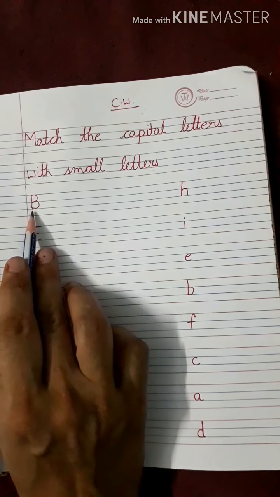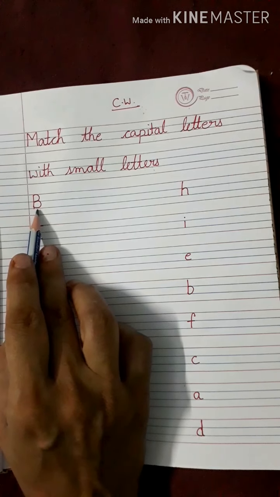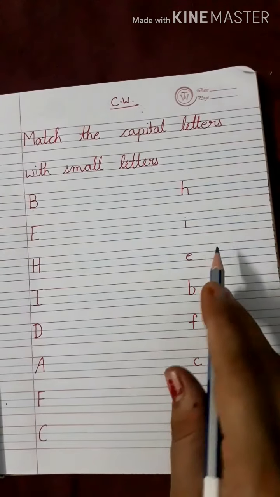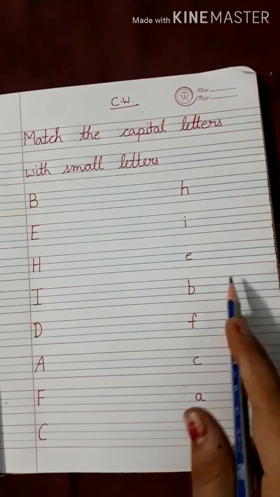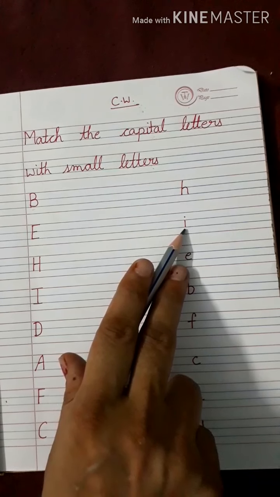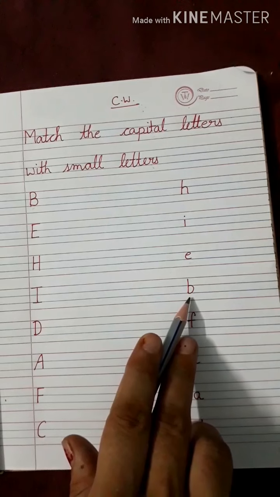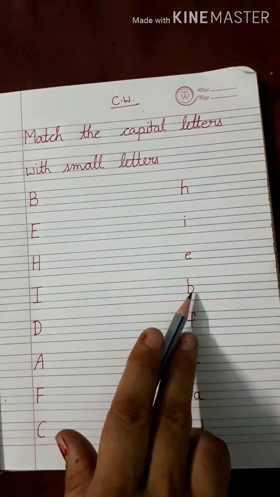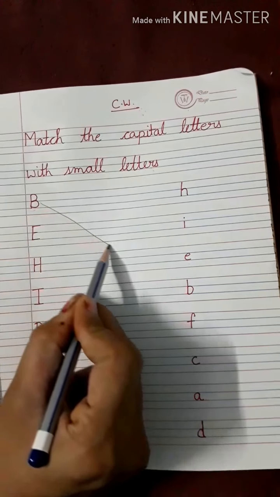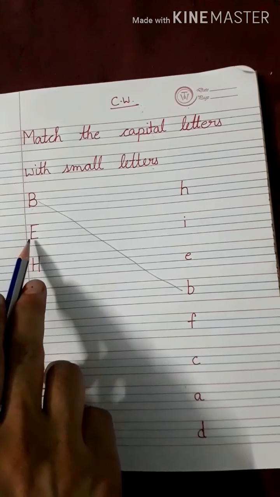Now first letter, which letter is this? Yes, capital B. Now we will find out small b. We will search small b. Where is small b? Is it this? No. This? No. This? Yes. This is a small b. Now we will match capital B to small b. Now match it.